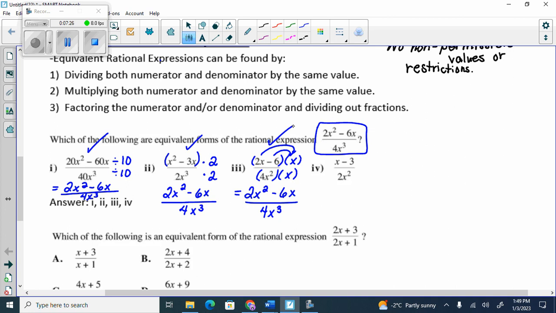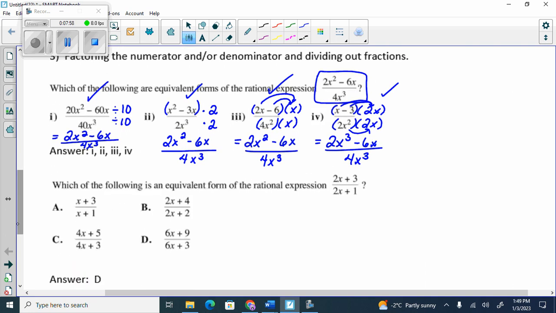And this last one, I have an x. I need it to be a 2x squared. So I'm going to have to multiply the top by 2x, which means I'm also going to have to multiply the bottom by 2x. So I get x times 2x is 2x cubed, and then negative 3 times 2x is negative 6x, and then 2x squared times 2x is 4x cubed, and it matches. So they're all equivalent forms. Some of them are multiplied, some of them are divided.